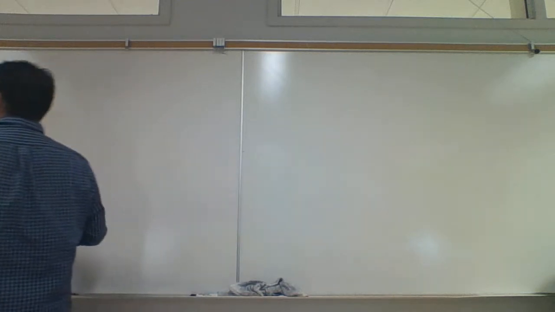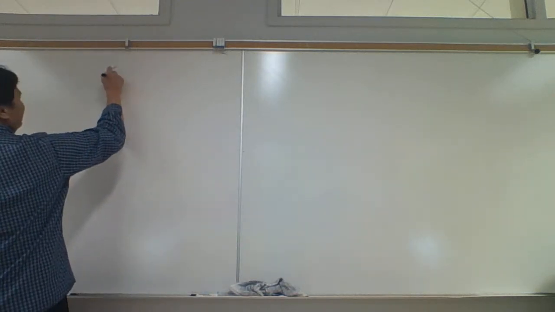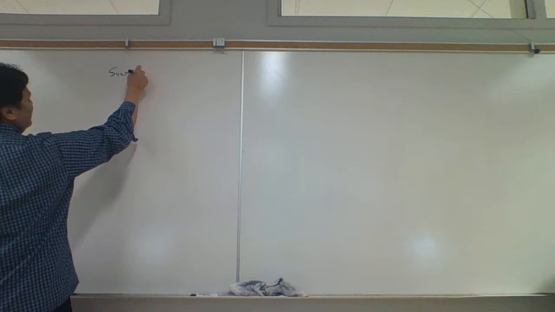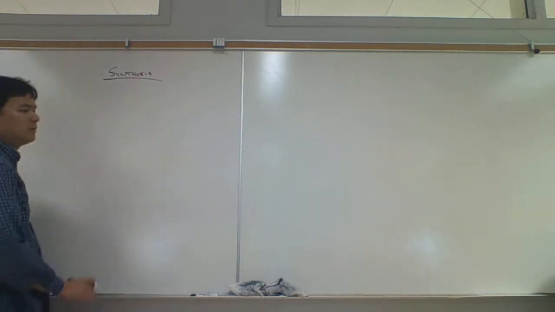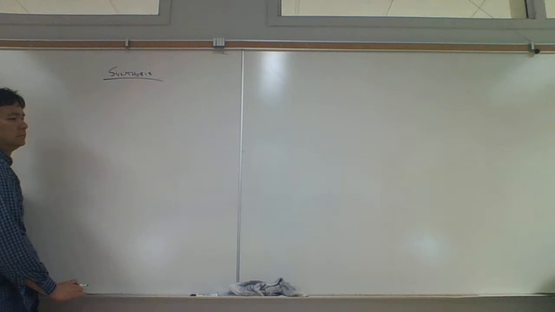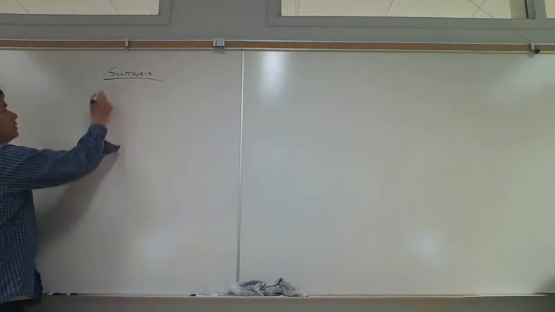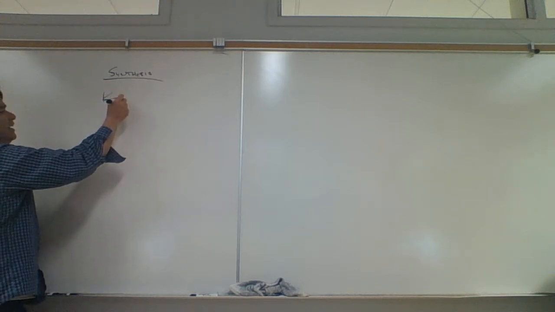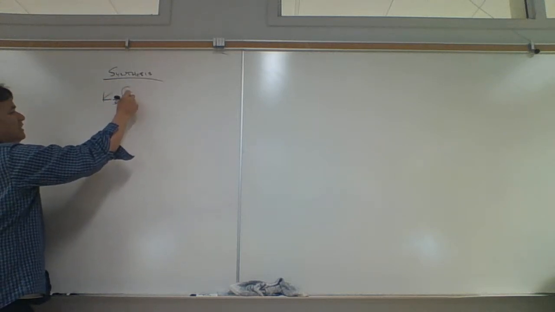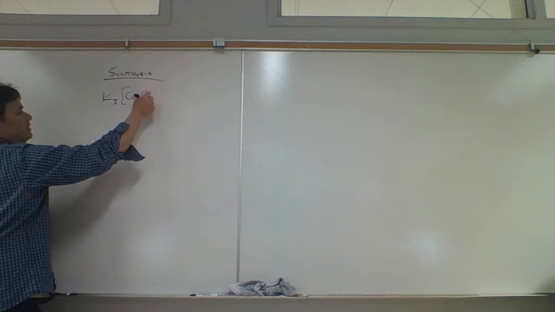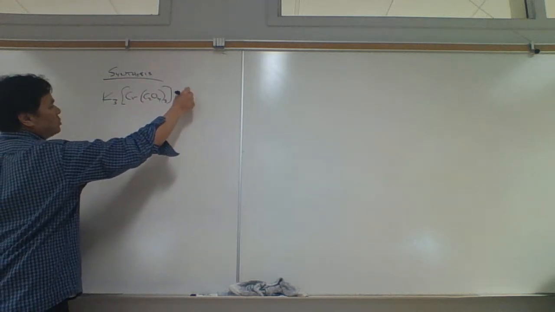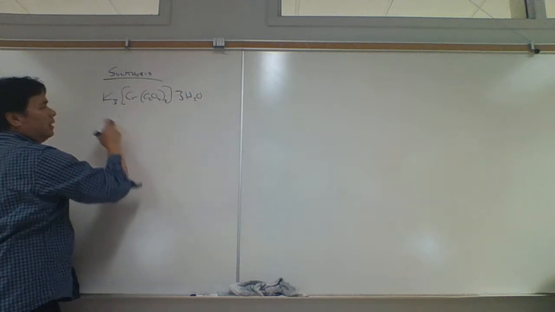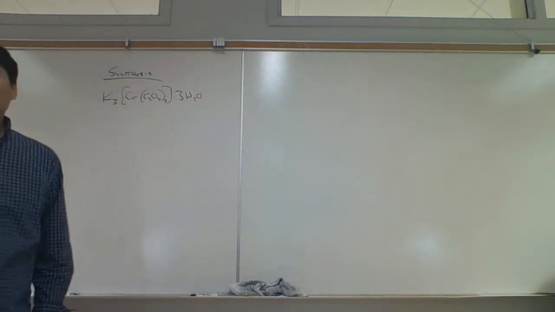And then what are we doing today? We're doing our synthesis today. And so let's take a look at the synthesis. The compound that we're after is this: K3[Cr(C2O4)3]·3H2O. And it's not going to be aqueous.